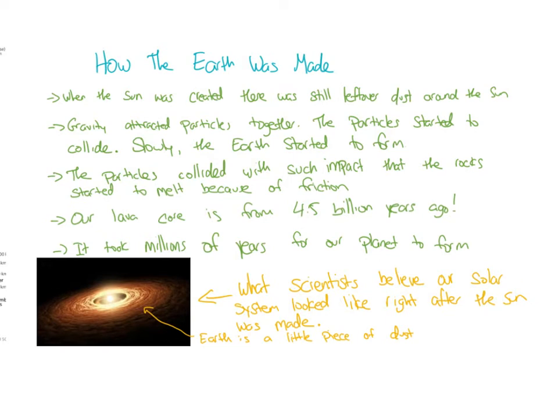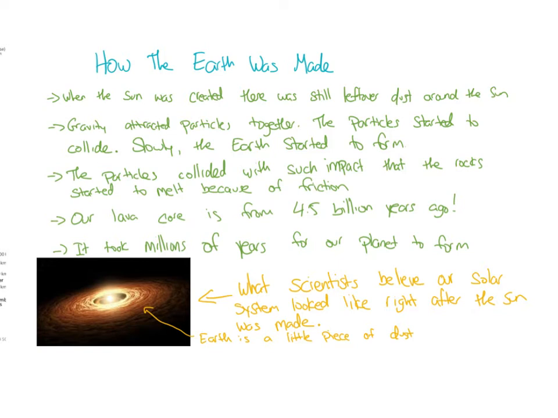How the Earth was made. So let's see what scientists believe. When the sun was created, there was still leftover dust around the sun. There's actually a picture at the bottom that shows that. It's called a protoplanetary disk. Gravity attracted particles together. The particles started to collide. Slowly, the Earth started to form.